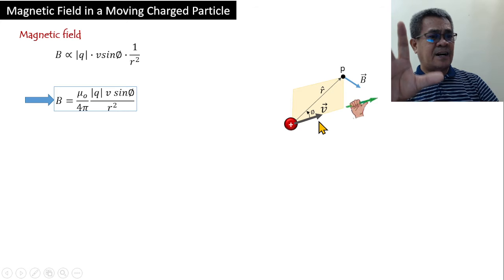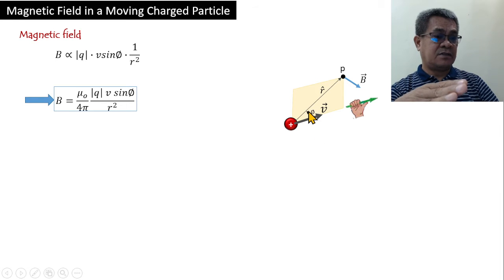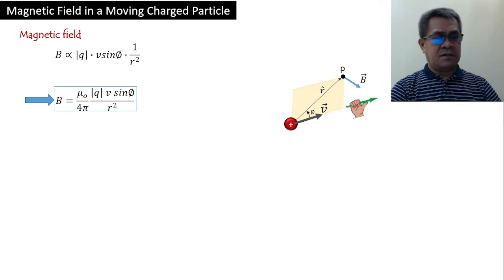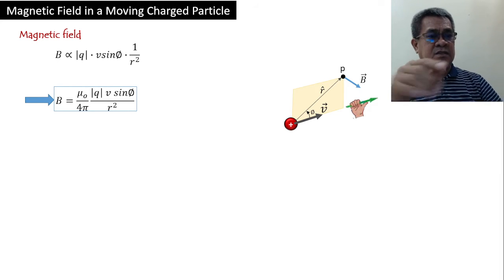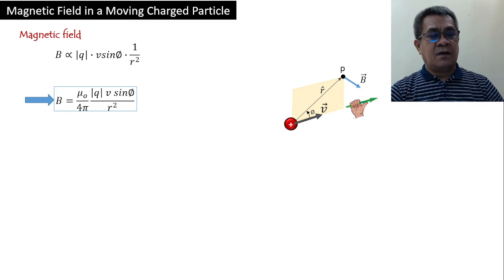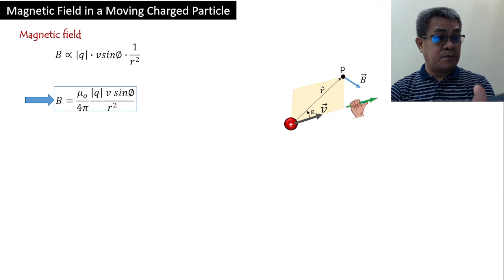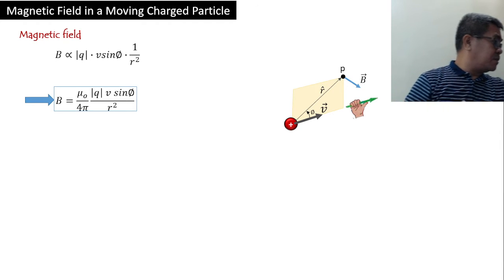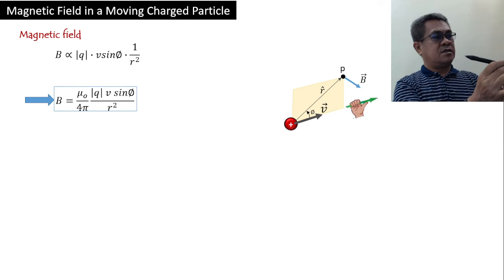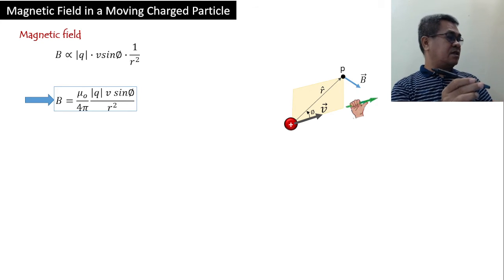Take note that the angle is measured from the velocity towards the position vector. So that plane is along the plane generated by the velocity and its position. Then the magnetic field should be perpendicular to that. You can imagine a paper. This is the paper. Normal to that is the magnetic field direction.